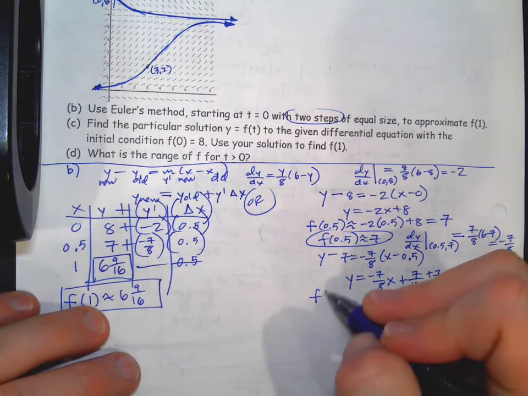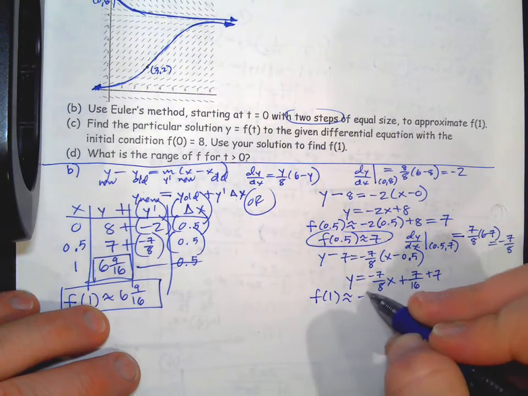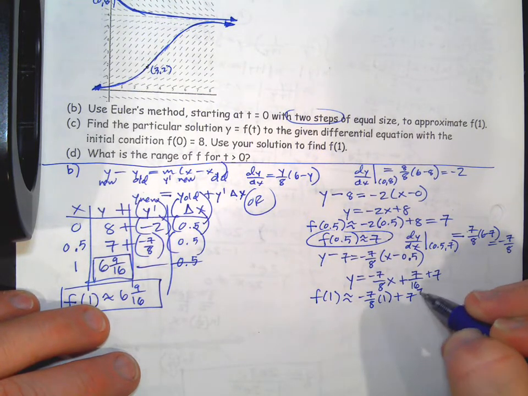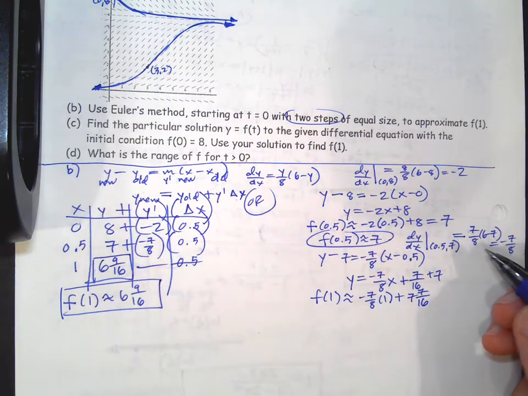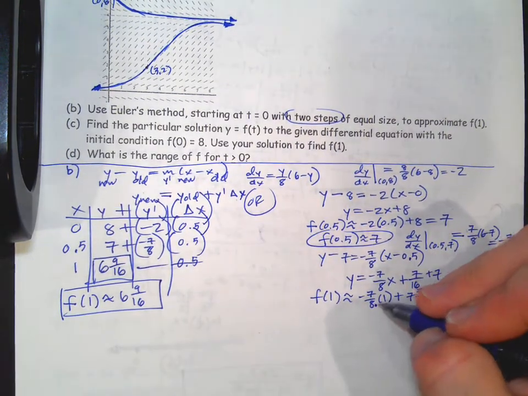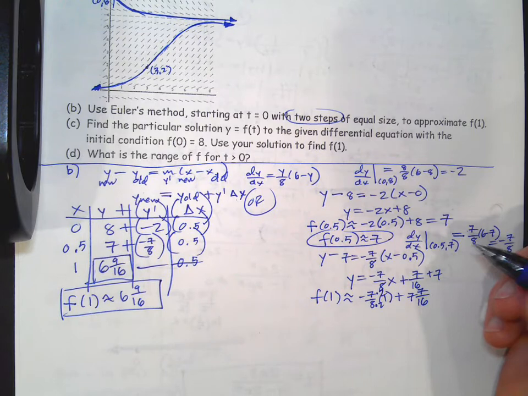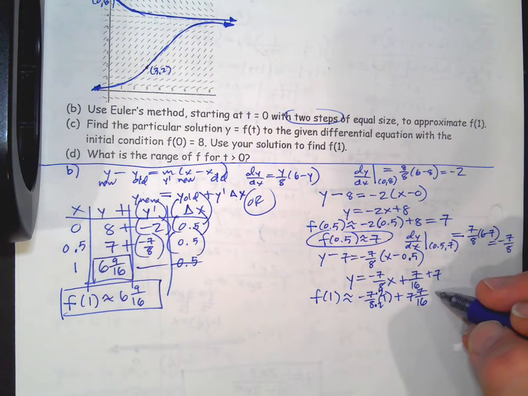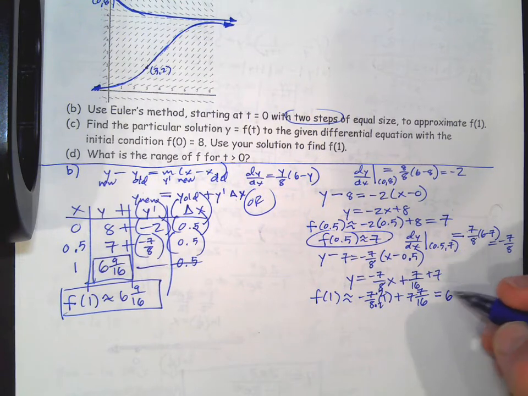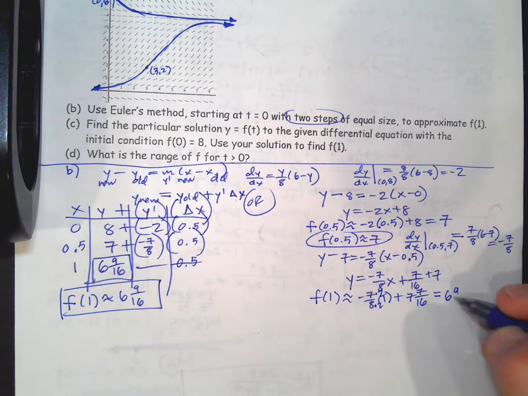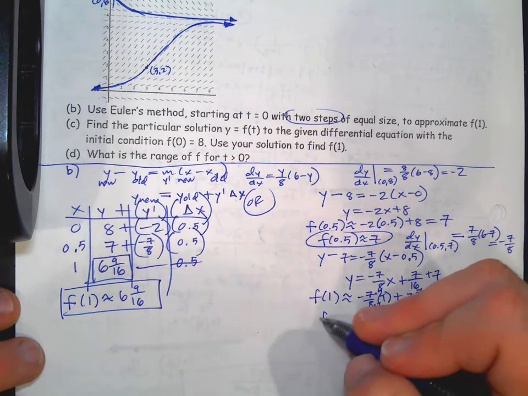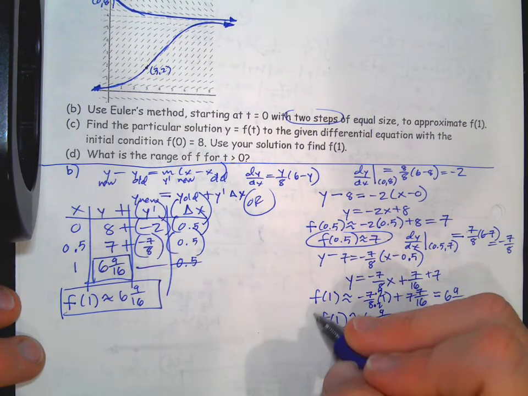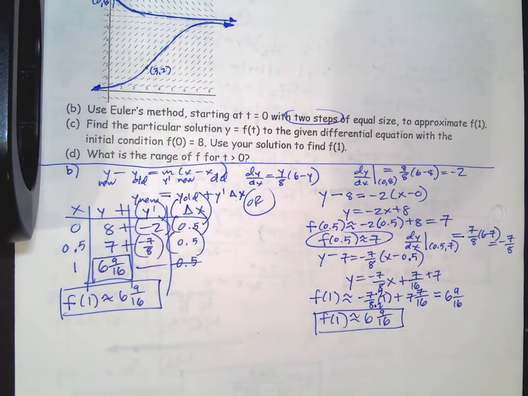So f of 1 is approximately negative 7/8 times 1 plus 7/16. The least common denominator is going to be 16. So it's going to be minus 14/16. So you're going to take away and get 6 and 9/16. So f of 1 is approximately 6 and 9/16. You can write it as just one big number too if you want.